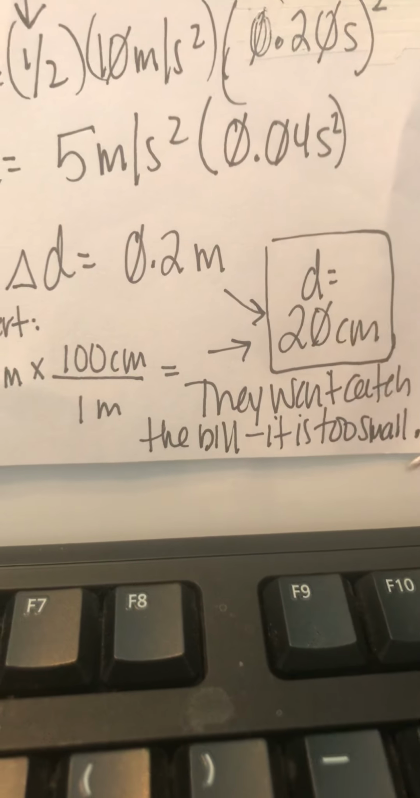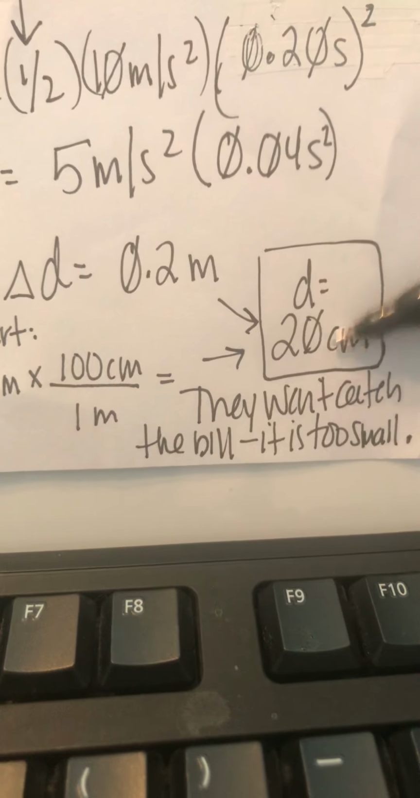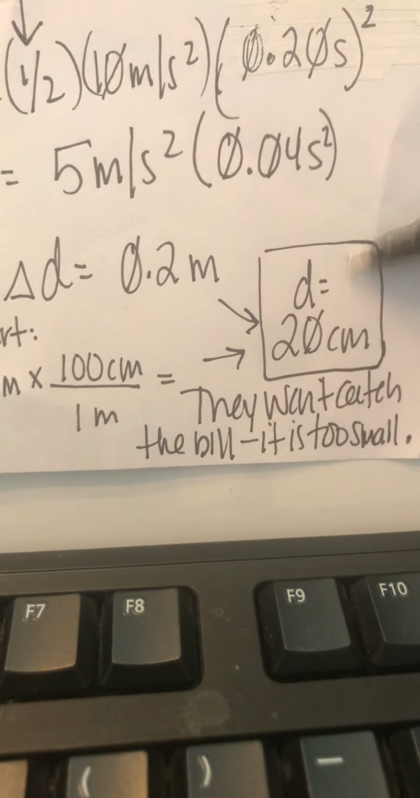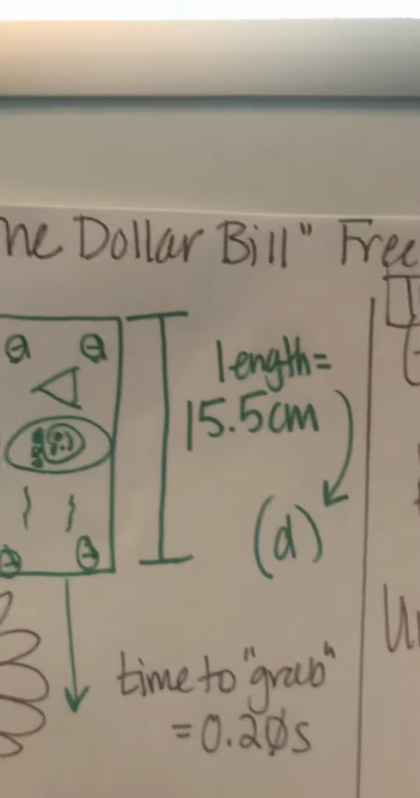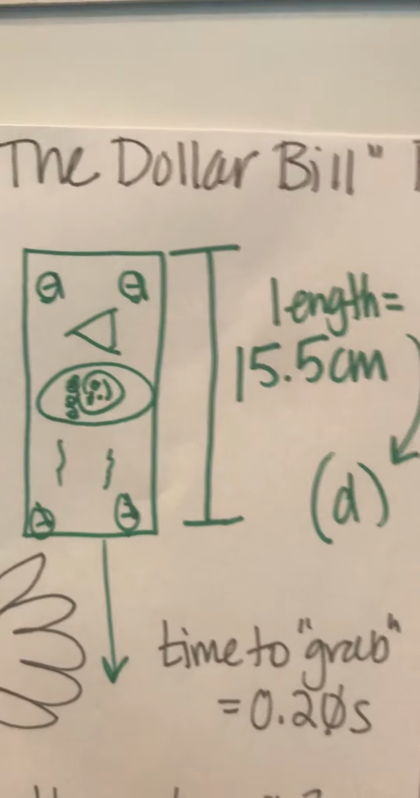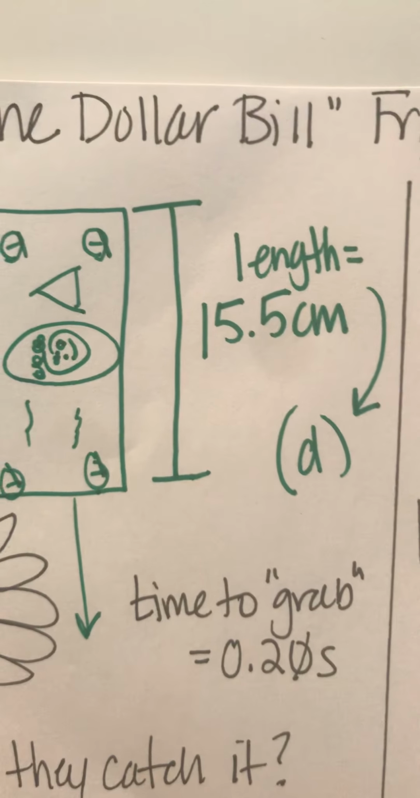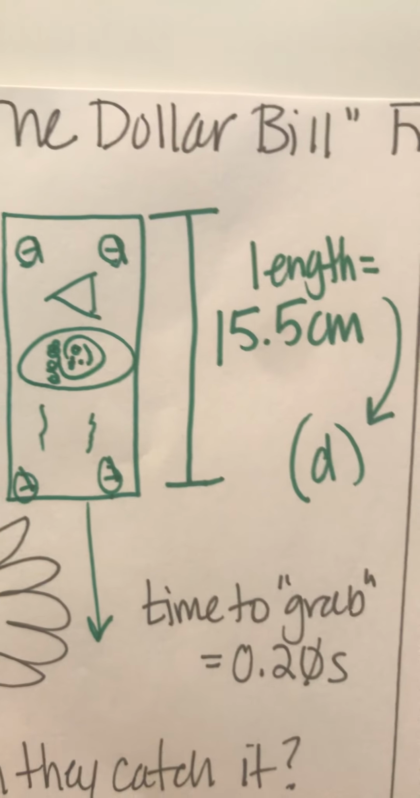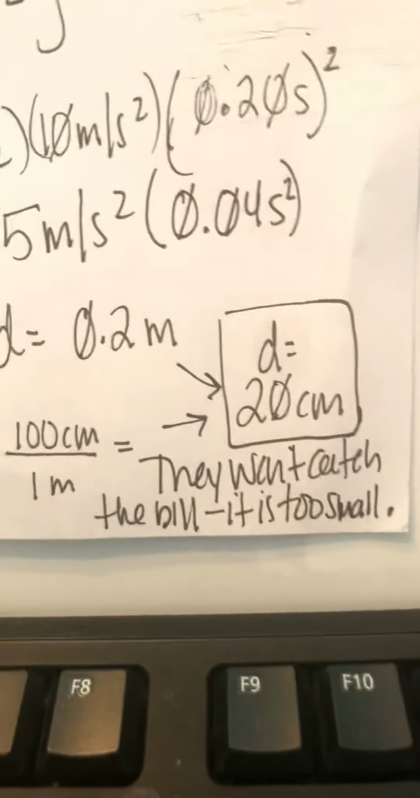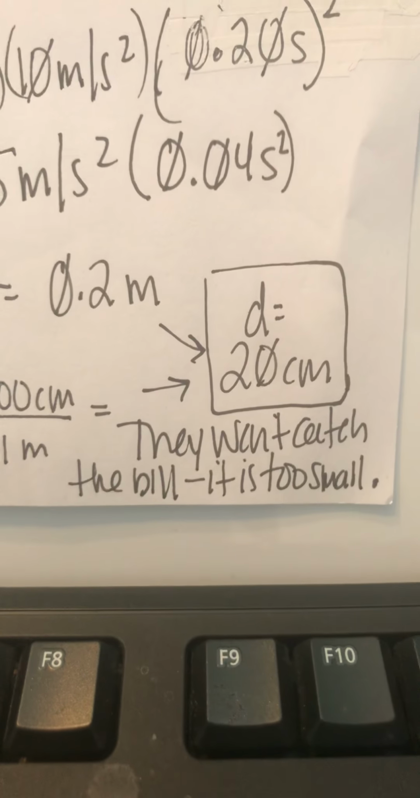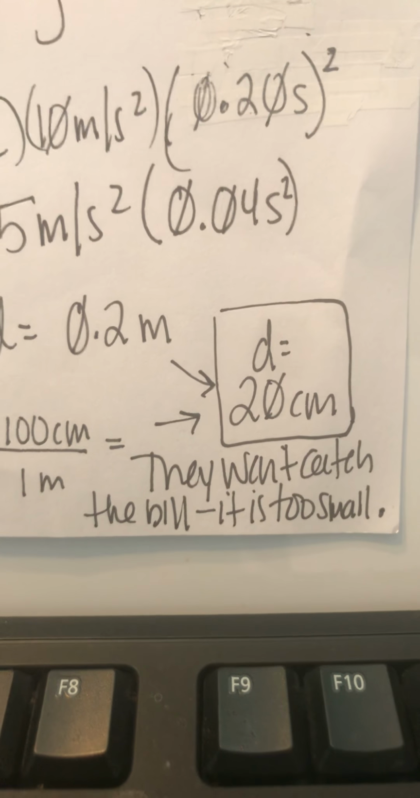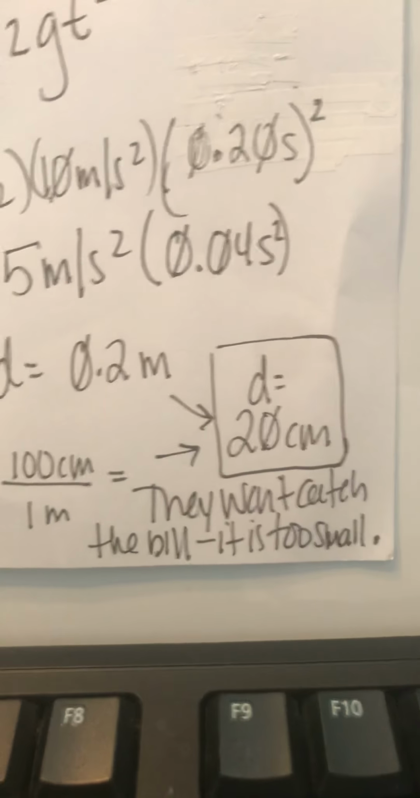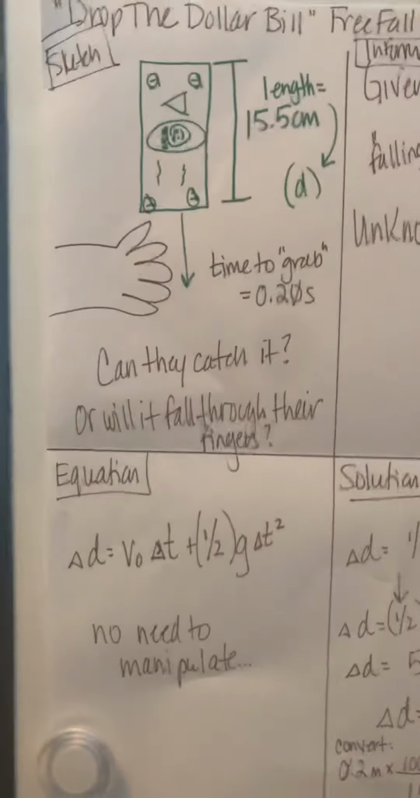It would fall 20 centimeters in that amount of time. 20 centimeters. So, are they going to catch it? They're not going to catch it because the length of the bill is 15.5 centimeters. It is 4.5 centimeters through their fingers already. Too bad, you win the bet. Try that with a $100 bill, and then you'll win $100. All right. Onward.